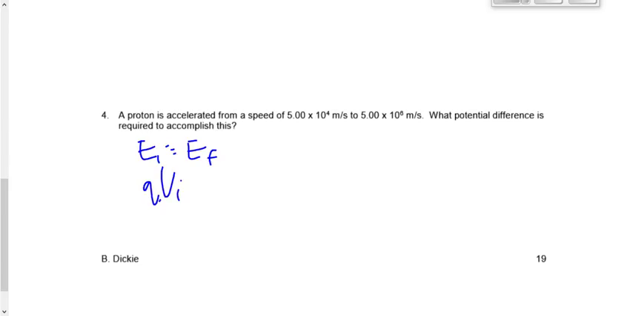Now, if that car is moving at the top of the hill, it also has what? Kinetic energy. So we're going to say qV plus 1/2 mv_i squared. Big V, little v. Now, at the end of this problem, what kind of energy does it have? Kinetic energy. So we're going to say 1/2 mv_f squared. We sub in our numbers here and see what happens.